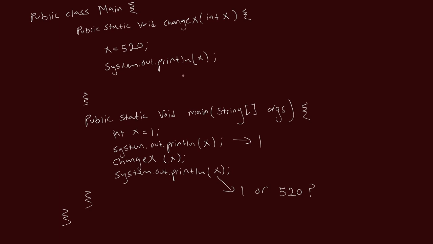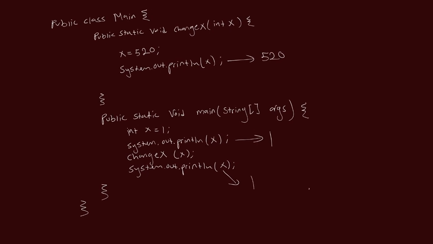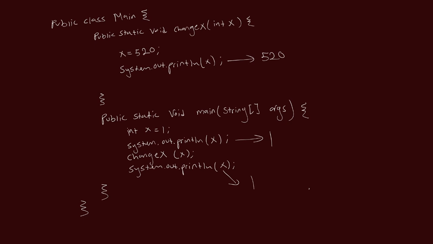So obviously, when you run this, this is going to print out 1. Then here, this is going to print out 520. But then here, it's going to print out 1 again. So it's important to know that when you change a variable or argument in a method, it doesn't change it for the overall class, like in the public static main block. Okay, so that's an important thing that people should be aware about.